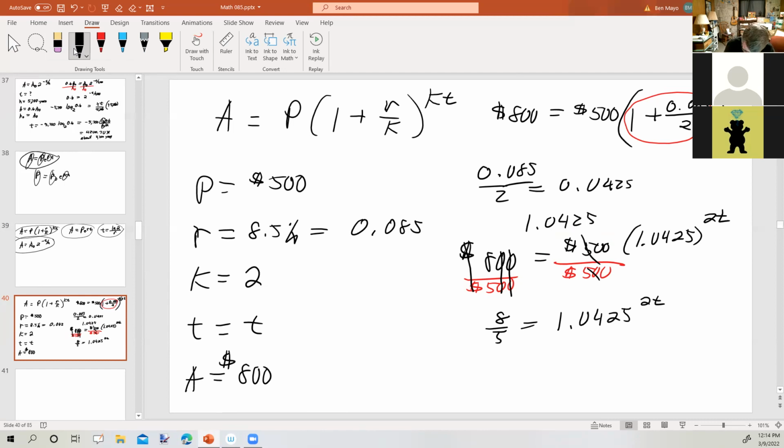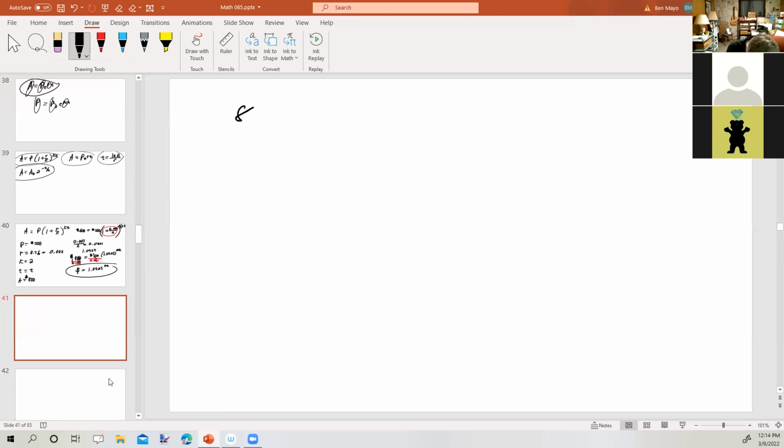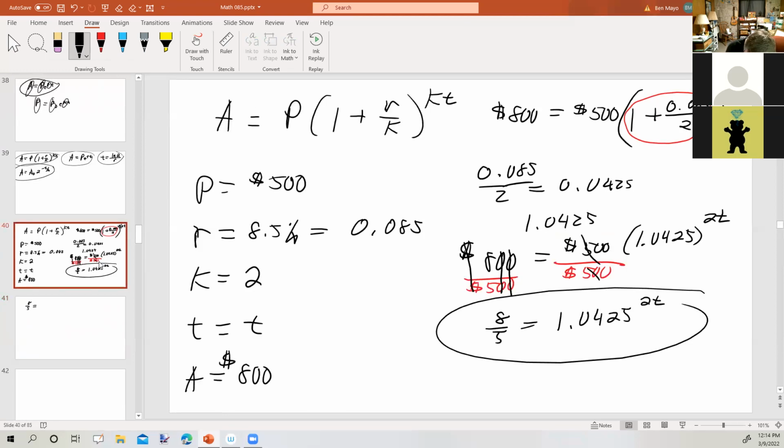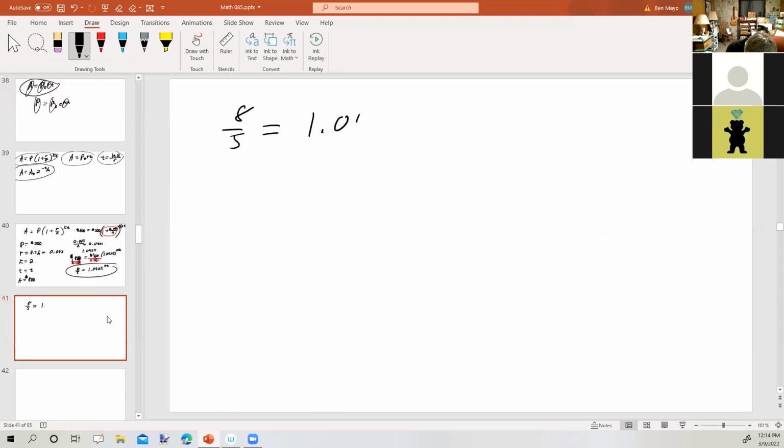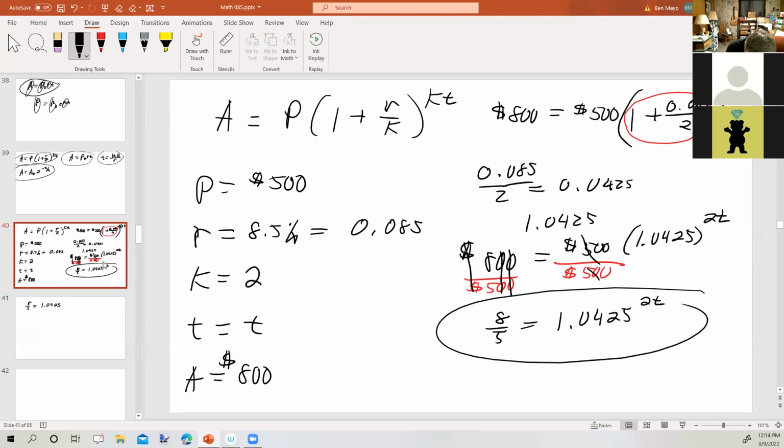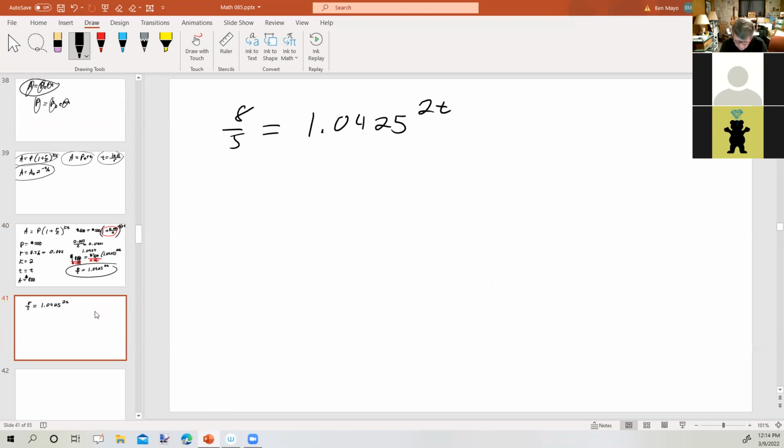Logarithmic equation. I'm running out of room, so I'm going to recopy this on the next page. So 8/5 equals 1.0425 to the 2t power, right? Now, 8/5 comes out exactly as 1.6. If I divided it and got some crazy repeating or continuous decimal, don't round it off, okay? But this one comes out nice. I'm just going to leave it as 8/5.